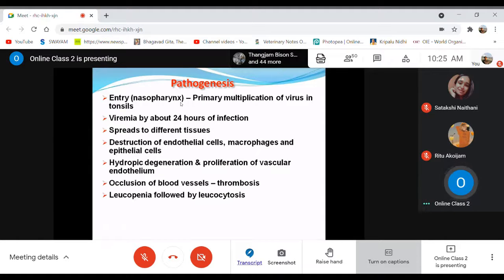Okay, mostly in the vessels, hydropic degenerative changes with proliferation of the vascular endothelium. Because of that, they may cause occlusion of the blood vessel due to formation of thrombus. Thrombosis is very common in those vessels. And when they are affecting the blood cells, mostly the WBC, in the initial stage they destroy many of the white blood cells, leading to leukopenia, a reduction in the total WBC count, but it will be followed by leukocytosis. That means initially a decrease in number, followed by an increased number of WBCs.